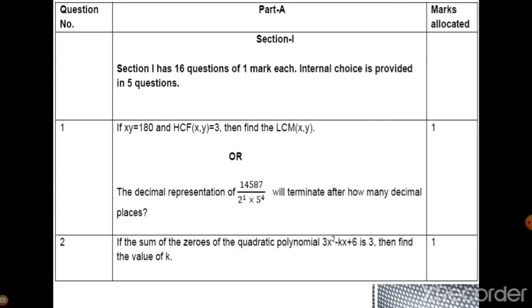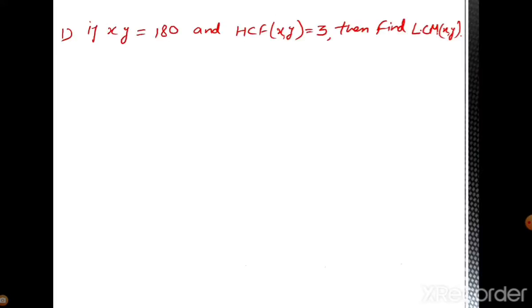In the first question, it is given that xy is 180 and the HCF of x and y is 3, and you have to find the LCM of x and y. x and y are two numbers. It is a very simple question, in which the product of two numbers is given, the HCF is given, and you have to find the third term, that is the LCM. For that you should know the formula first.